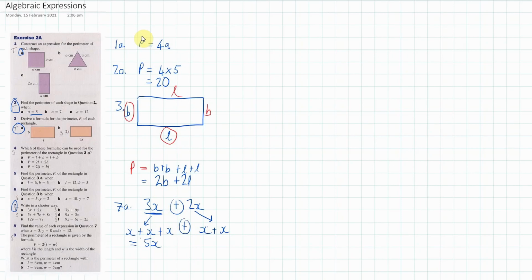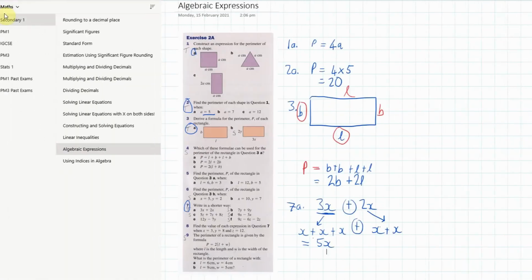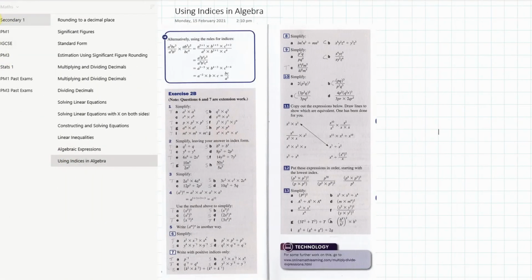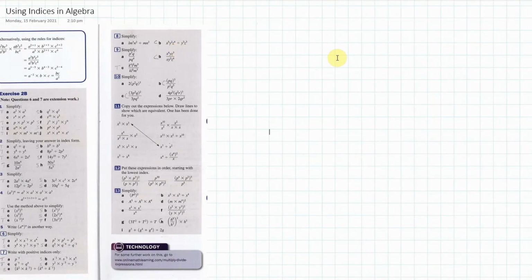Right, I think that's probably all I will do from that exercise. And now I'm just going to go on to using indices in algebra. Now, we have already done indices with numbers, so this is just a very small extension of what we learnt last week. So I'm going to write out my question, which is what you should be doing when you're doing these. A squared multiplied by a cubed.